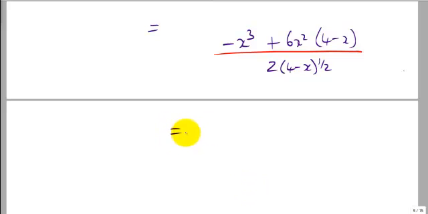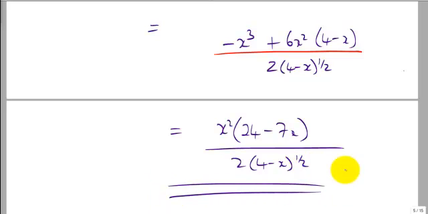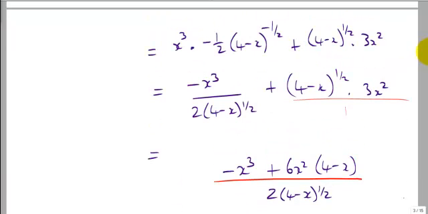And again, if you wanted to, you can simplify that. You can take an x squared outside, and if you rearrange the figures inside, you get 24 minus 7x all over 2, 4 minus x to the power of a half. So that's in a nice, neat form, if you like. So if you had to work with this again, it would be easier to do it. But the main thing I want to teach you here is how to get to this stage.